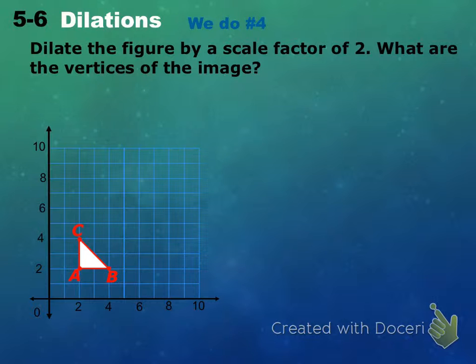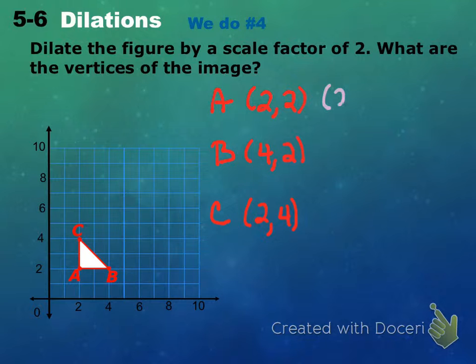Number 4 is asking us to dilate the figure by a scale factor of 2. What are the vertices of the new image? So what we're going to do here is write down our original points. First off we have A is (2, 2), B is (4, 2), and C is (2, 4). Now when we're trying to find a scale factor of 2, all you need to do is multiply both x and y by 2.